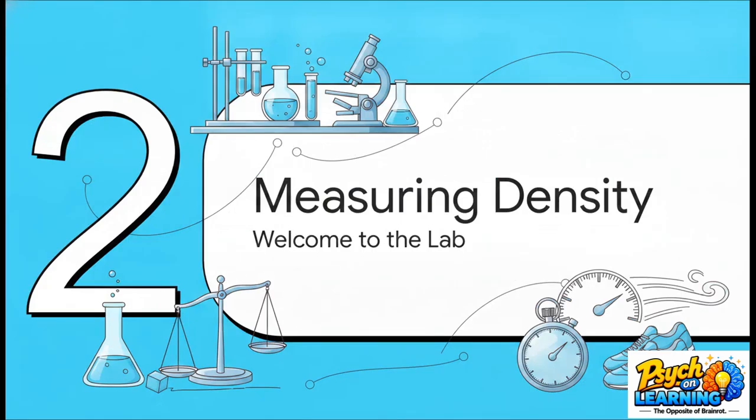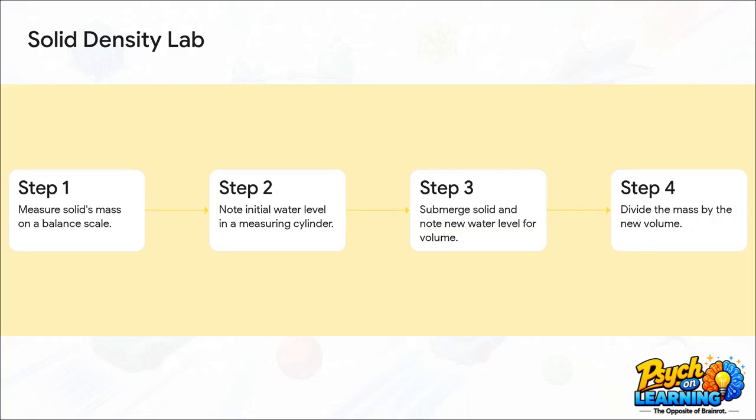Moving right along to section 2, lab time, measuring density. Let's see how this actually works in a real-world experiment. Welcome to the lab. Now, if you have a perfectly square block, finding its volume is super easy. Just use a ruler. But what if you have an irregular solid, like a jagged, bumpy stone? You definitely can't use a ruler for that. So instead, we use water.